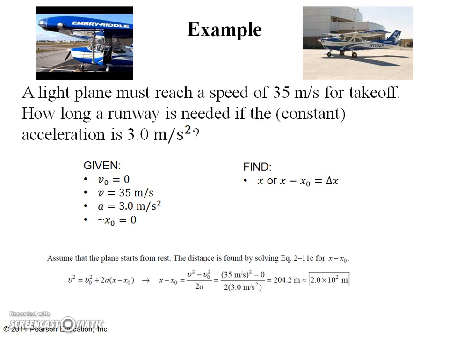The given is that the initial velocity is 0 because the plane starts at rest. The final velocity is 35 meters per second, and the acceleration is given at 3 meters per second squared. Now you can either solve for x or you can solve for the displacement. Either way is fine. The equation to solve this problem is given below. v squared equals v naught squared plus 2a times (x minus x naught). Then rearrange the equation to solve for the displacement. Plug in the given values and calculate them, and you get 204 meters.